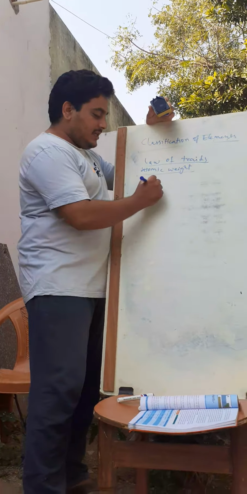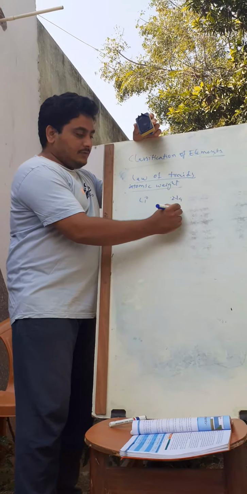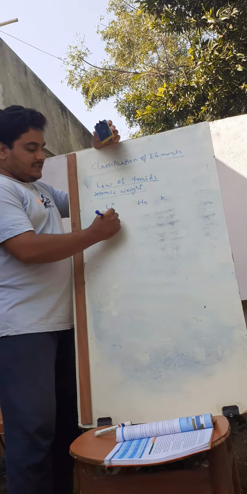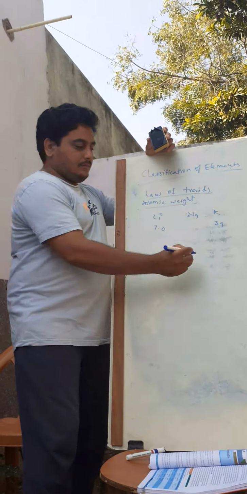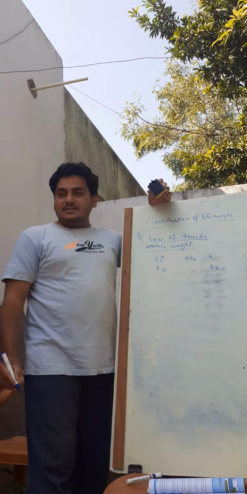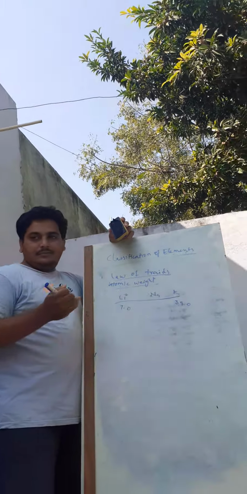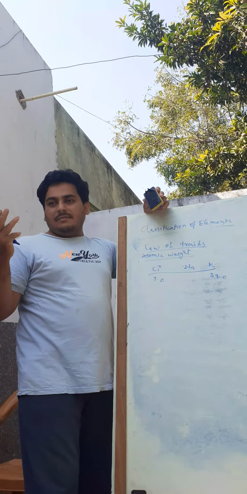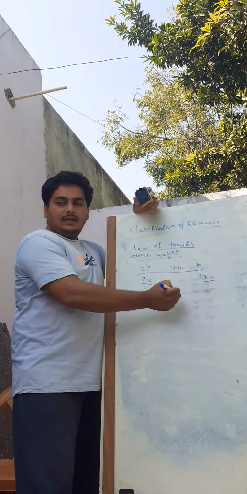He has taken 3 elements like lithium, sodium, and potassium. See, lithium atomic weight is 7. Potassium atomic weight is 39. Okay? The law of triads is nothing but taking 3 elements with similar properties and atomic weights. Means he has taken lithium, and potassium.